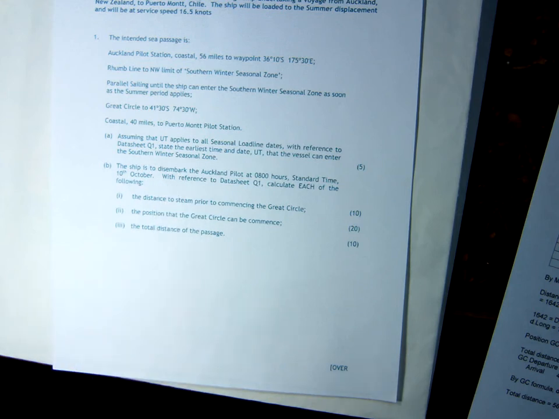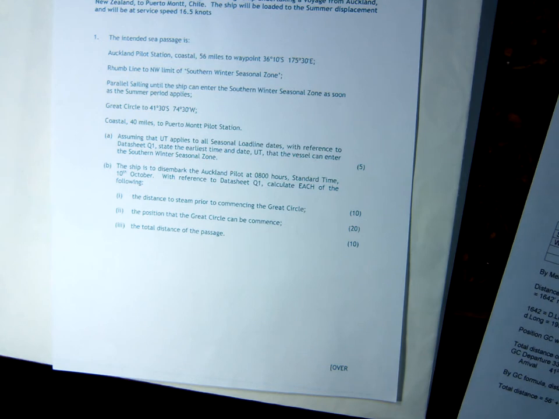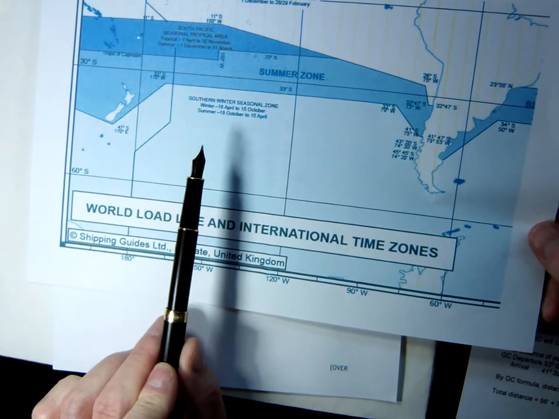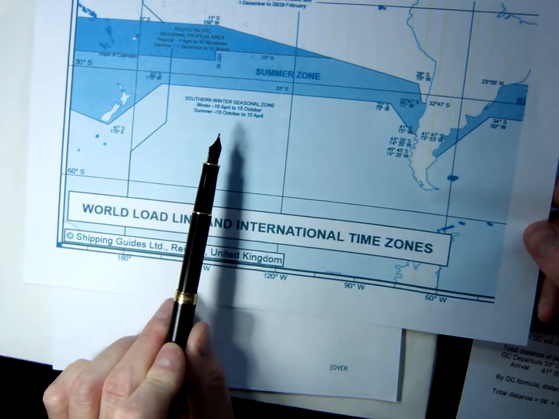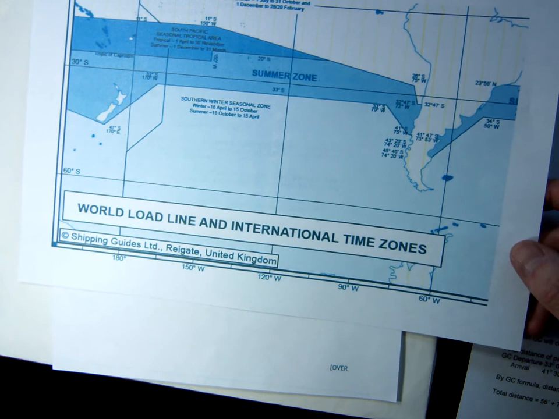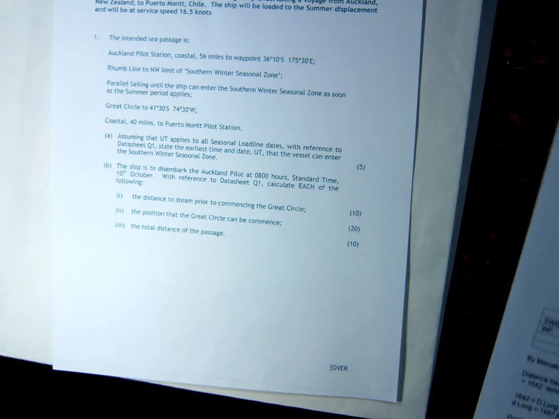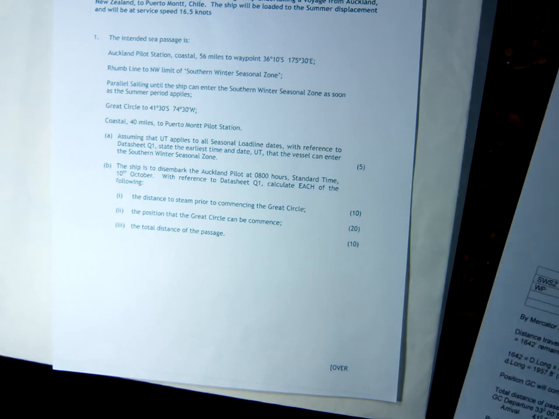Assuming universal time applies to all the load line dates, what's the earliest time and date we can enter the southern winter seasonal zone? Well, we've got it here, 0000 hours on the 16th of October. That's written there. Then the distance to steam prior to commencing the Great Circle.